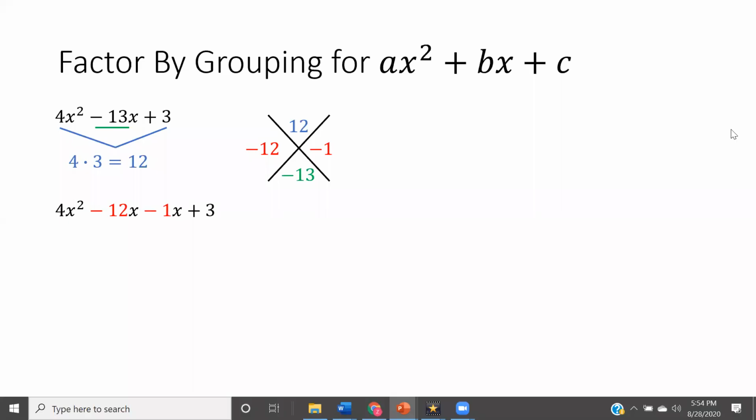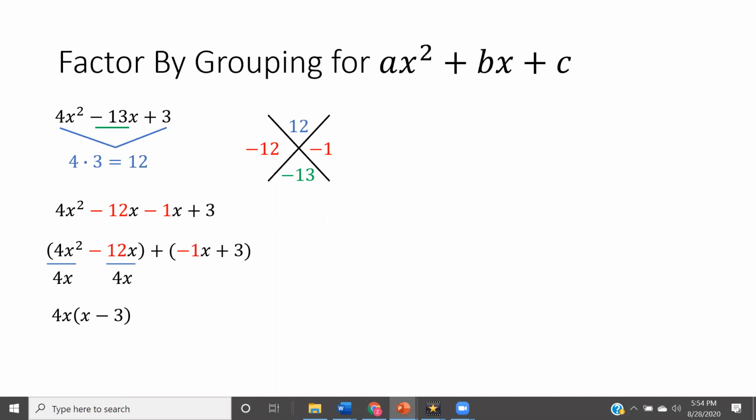And now the good news is that once we got past that kind of weird initial step, we're going to do the exact same process that we saw in the last lecture. I'm going to group my first two terms. I'm going to group my last two terms. I'm going to figure out what factor fits into the first two terms. It's 4x. I'm going to divide both of those by 4x and put it in front of those parentheses.